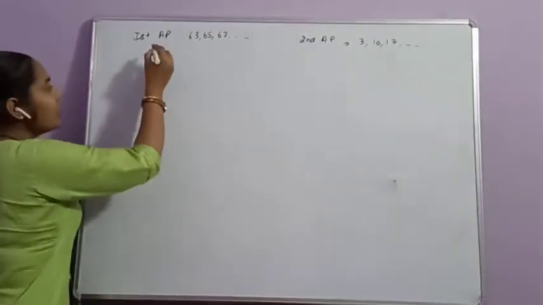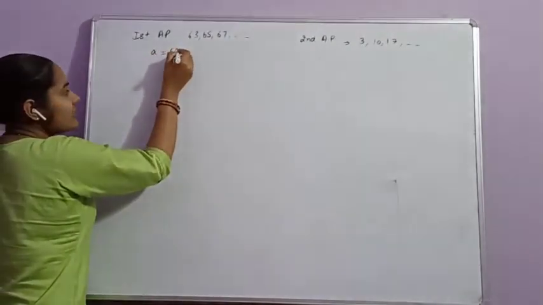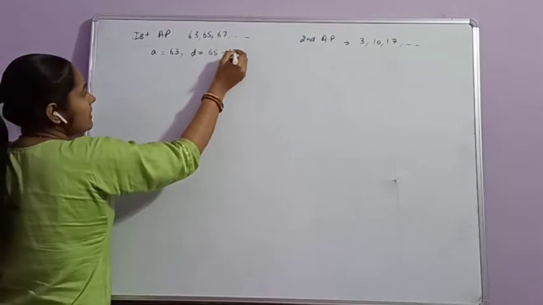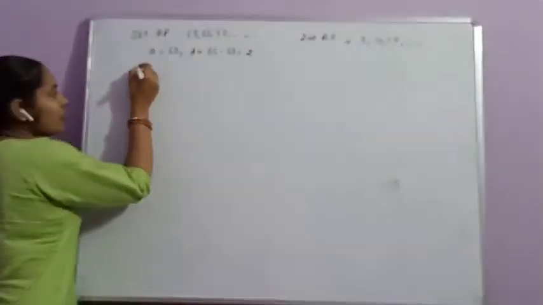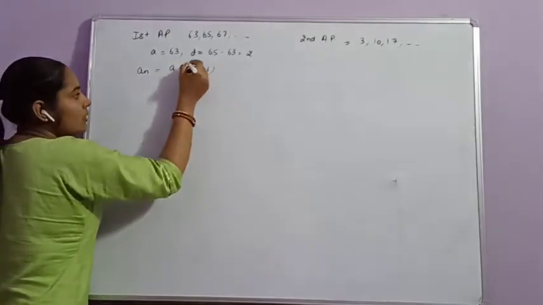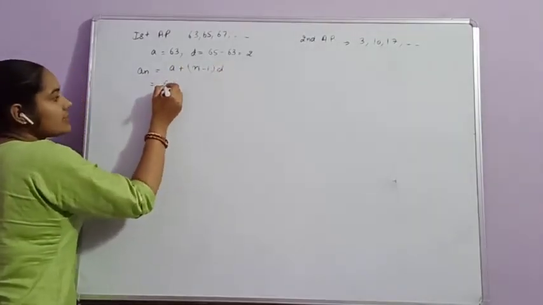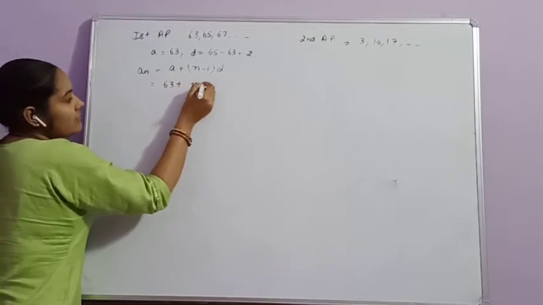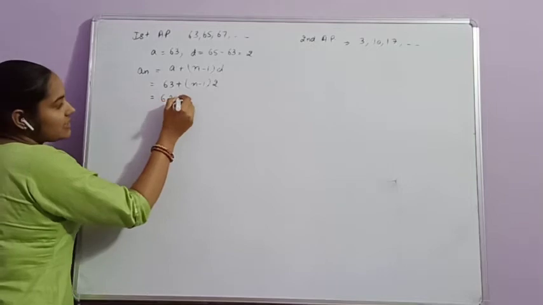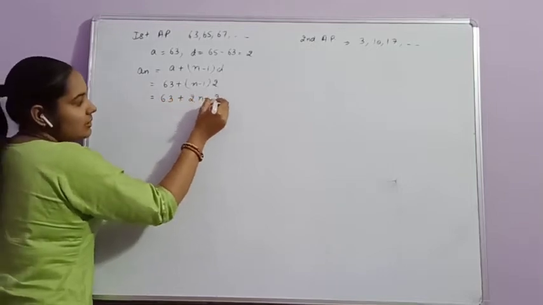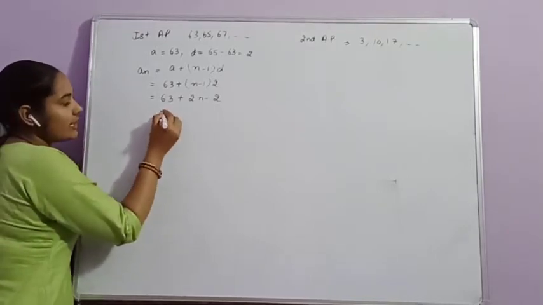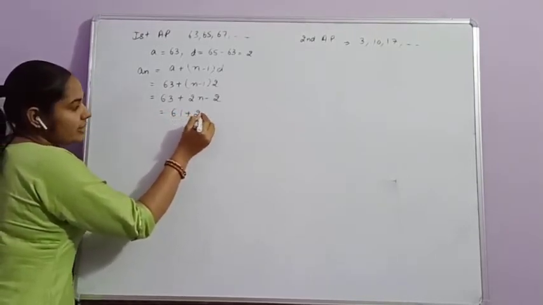Here in the first AP, A is 63, that is the first term, and the common difference is 65 minus 63, that is equal to 2. And we know the formula for An is equal to A plus n minus 1 into D. A is 63 plus n minus 1 into D. D is 2. We can simplify it. 63 plus 2n minus 2. 2 is multiplied with n and 1. 63 minus 2 is equal to 61 plus 2n.